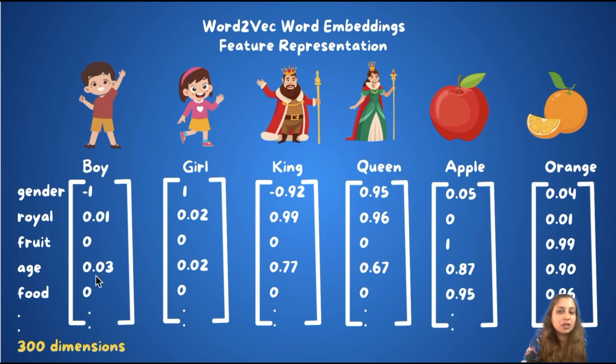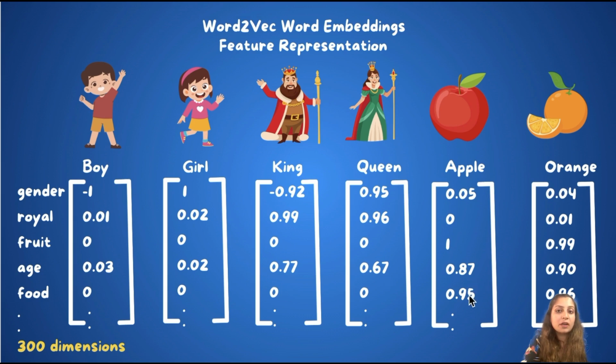Now for the feature age, boy and girl might not have that direct correlation, so the value will be close to 0. While we usually say this king is old or this king is young, this queen is old or this queen is young, so they have a correlation with this feature, so their value will be greater than 0.5. For apple and orange, they might have a very high correlation with this feature age. For example, an apple was on the shelf for 10 days. An orange was on the shelf for 5 days. So it represents their age. So it might have direct correlation. Hence, the value is closer to 1. For food, boy, girl, king, queen might not have direct correlation because food is not related to any of these.